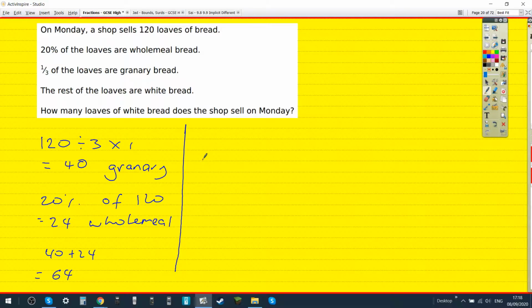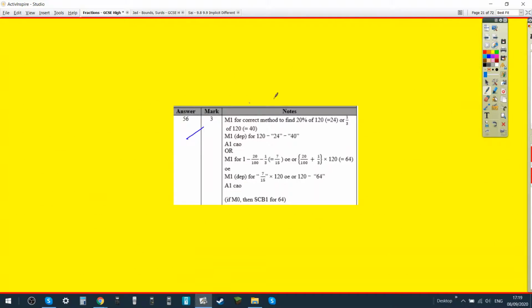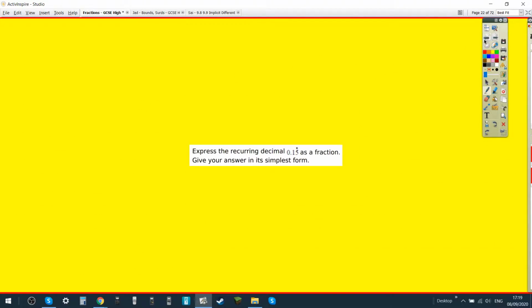So there was another 56 white bread. So that is 56 white bread. Well done. Think you're good. 56. 3 marker. I'll leave this one.